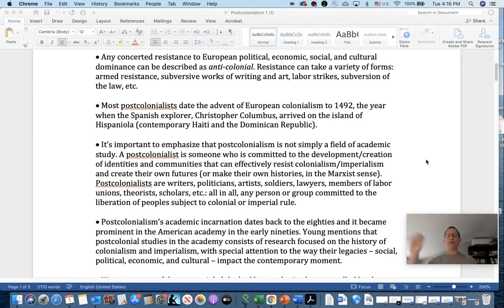Okay, so Marxist theory is very, very important for postcolonial theory. Okay, and also to the project of becoming postcolonial. So postcolonialists are writers, they're politicians, artists, soldiers, lawyers, members of labor unions, theorists, scholars, etc. All in all, any person or group committed to the liberation of people subject to colonial or imperial rule.